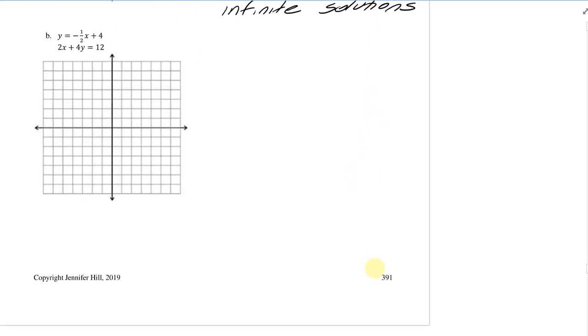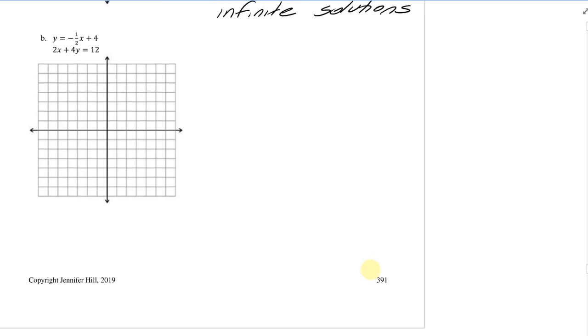Okay, so what about this other one? Same thing, right? We've got to solve for the second equation. So maybe pause, hit play, and see if you can figure out what the two lines look like. See if you can actually finish the whole thing. Hit play when you're ready.